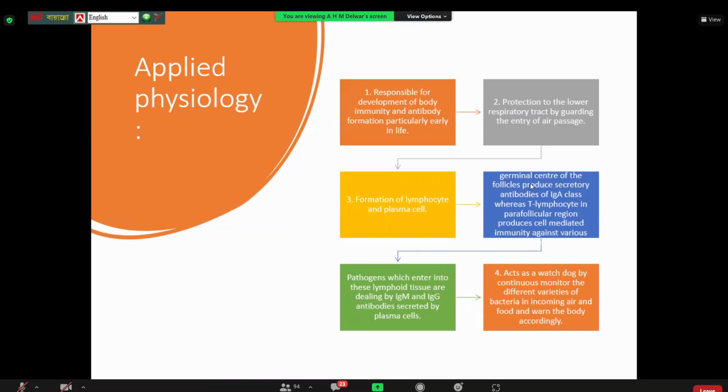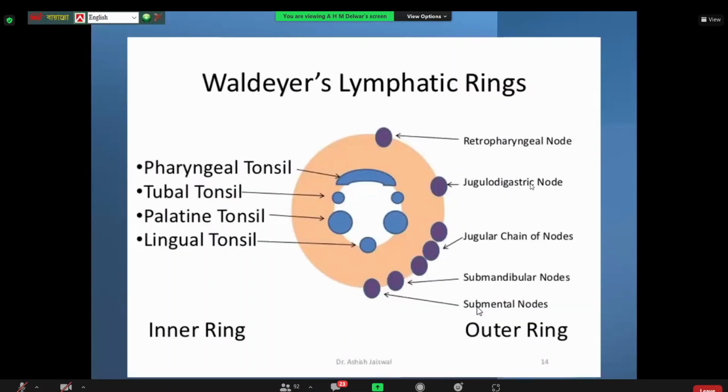Cervical lymph node. There are 7 levels. It's a head and neck region. They will tell you, but we should know about the important outer ring, that is retropharyngeal nodes, jugulodigastric lymph node, jugular chain of lymph nodes, and submandibular nodes, submental nodes. Important is the retropharyngeal lymph node.